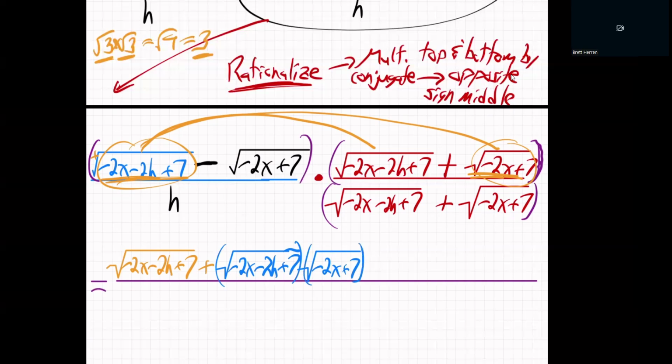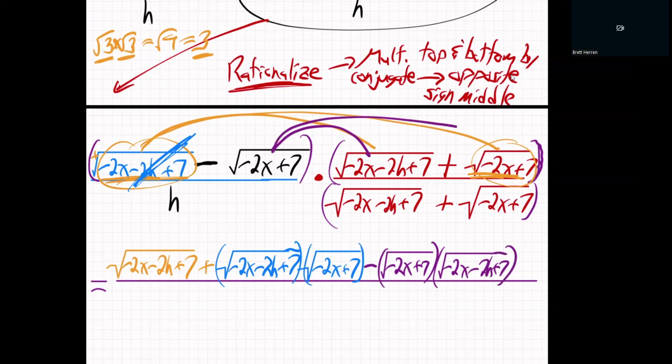So he's done. He went to both. Now it's the other guy's turn. This guy is going to go to both, so one at a time. First he goes there. What's going to happen? That's going to be minus the square root of minus 2x plus 7 multiplied by the square root of minus 2x minus 2h plus 7.